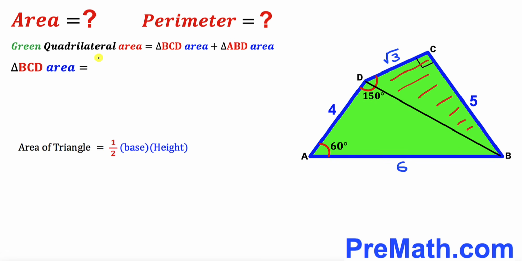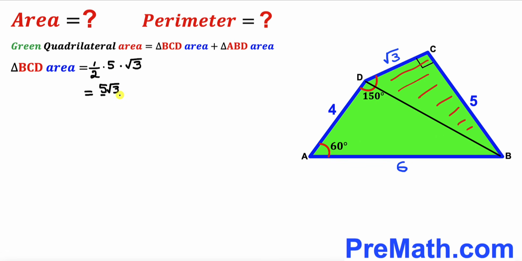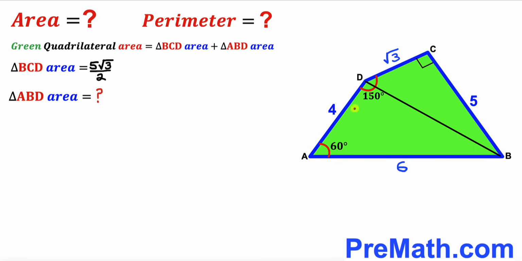So therefore the area of this triangle BCD is going to be a half times 5 times the square root of 3. And if we multiply and simplify, that is going to give us 5 times square root of 3 divided by 2. So thus the area of this triangle BCD turns out to be 5 times square root of 3 divided by 2. And likewise we are going to calculate the area of this other triangle ABD.